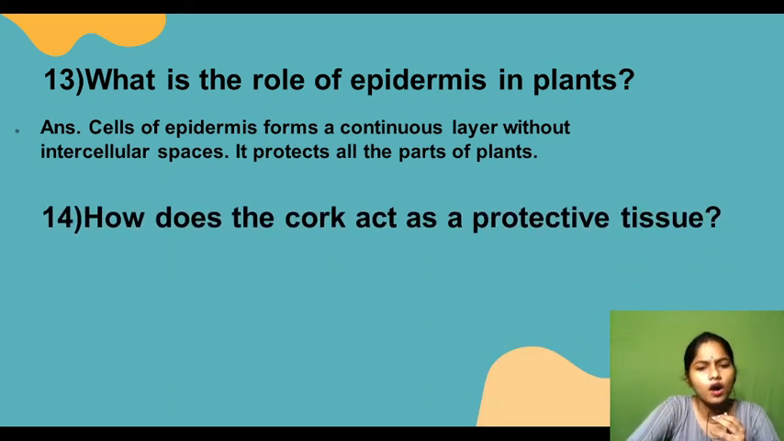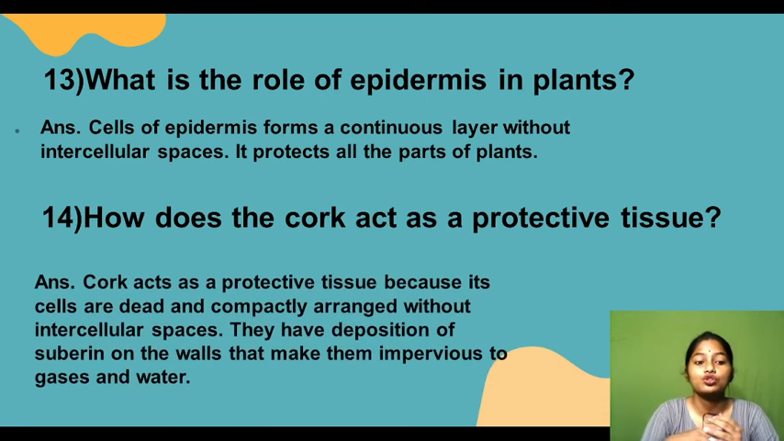Yeah. Now, how does the cork act as a protective layer? Tell me, cork, the hard covering, right? So, cork acts as a protective tissue because its cells are dead and compactly arranged. It means they are tightly arranged without any intercellular spaces. There is no space in between them. So, how anything will pass? They have deposition of suberin on the walls that make them impervious to gases and water. So, gases and water also cannot, they will not enter, they will selectively enter, right? So in this way they are called as a protective tissue, they protect them.